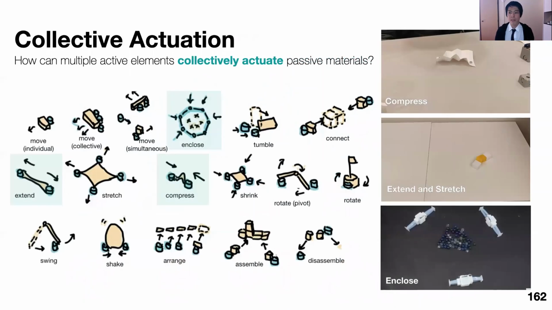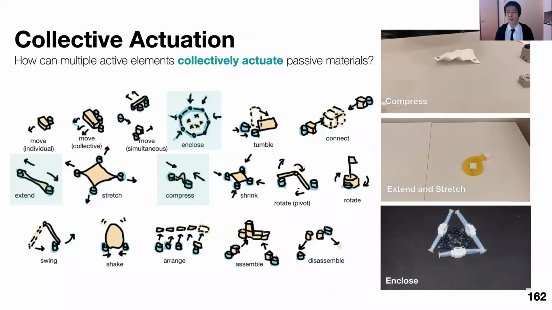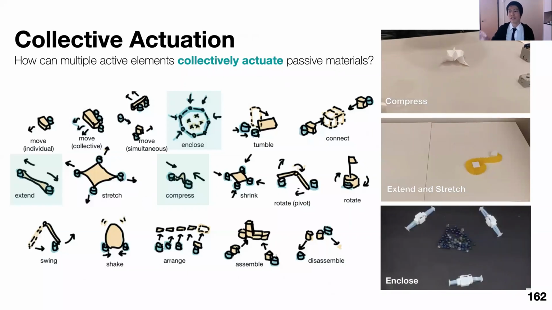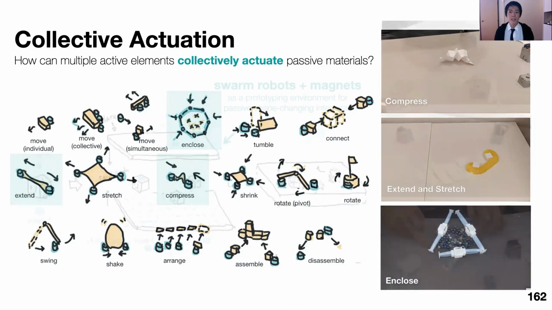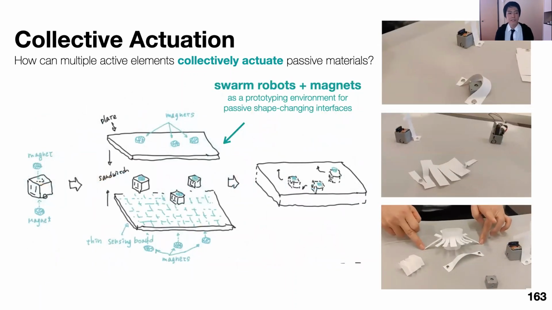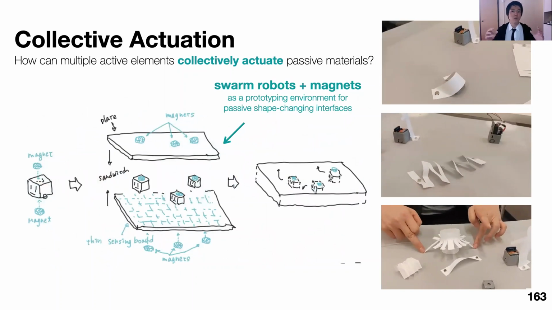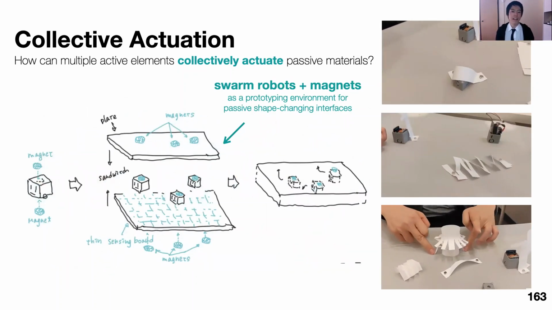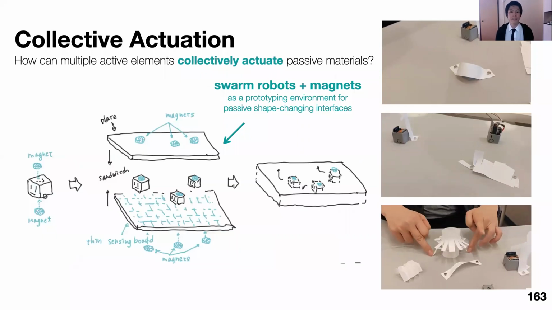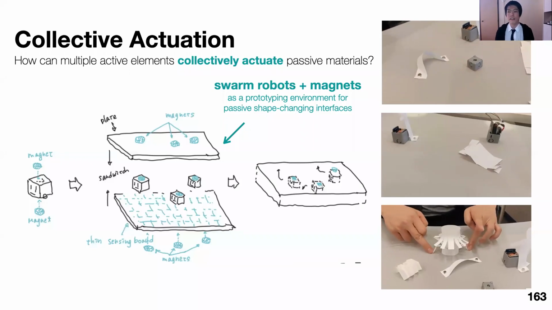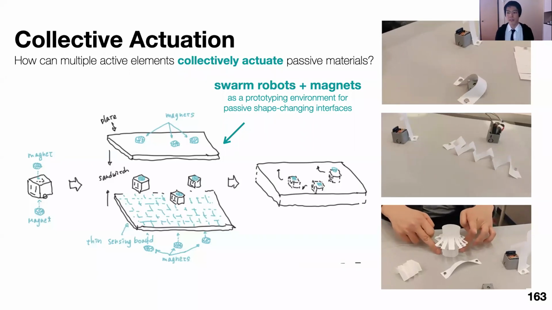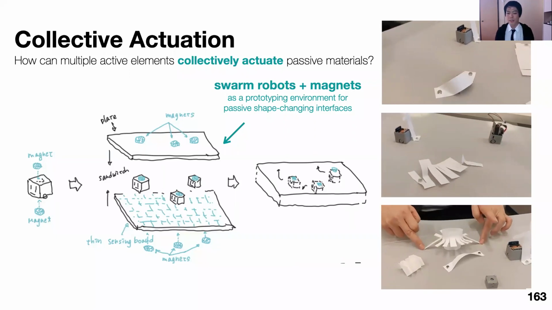So, for example, these are my own random explorations about how this swarm of robots can compress the passive materials or extend and stretch these objects or enclose to make a shape. And it's also interesting to leverage these swarm robots and magnetic actuation as a prototyping environment for shape-changing user interfaces. Because actuating these shape-changing user interfaces is very expressive, we can create different shapes to start exploring it.